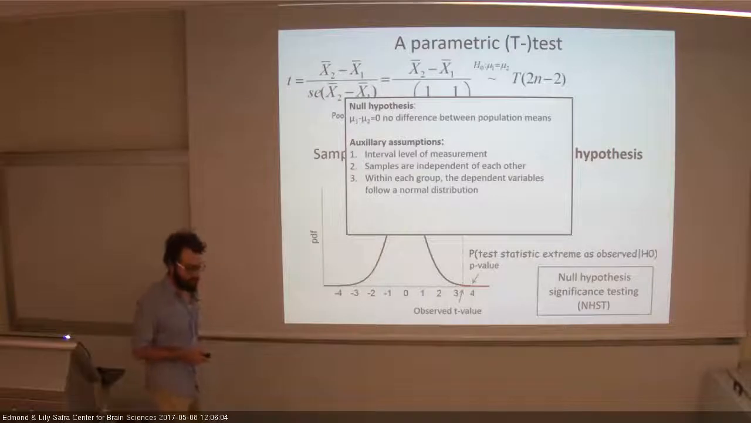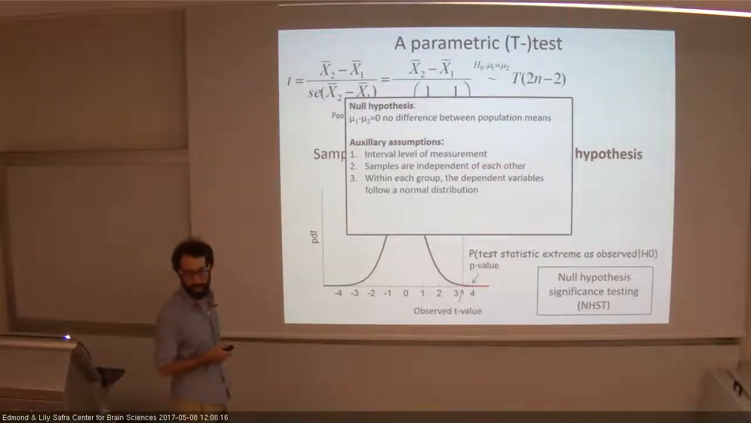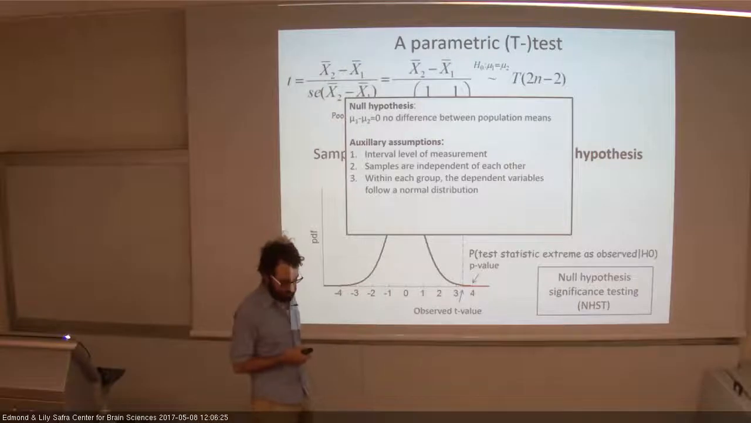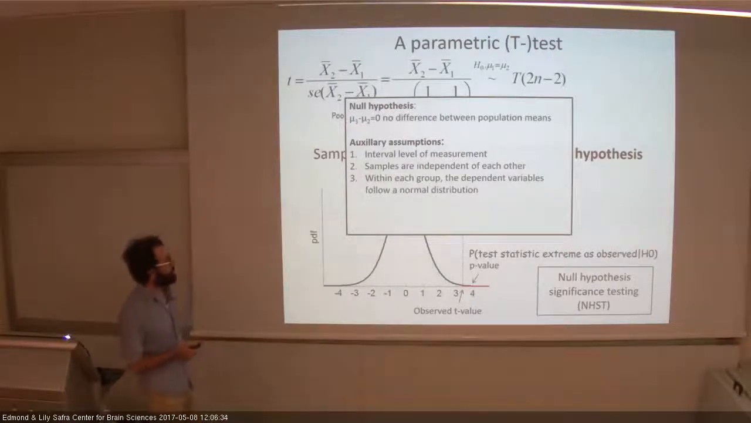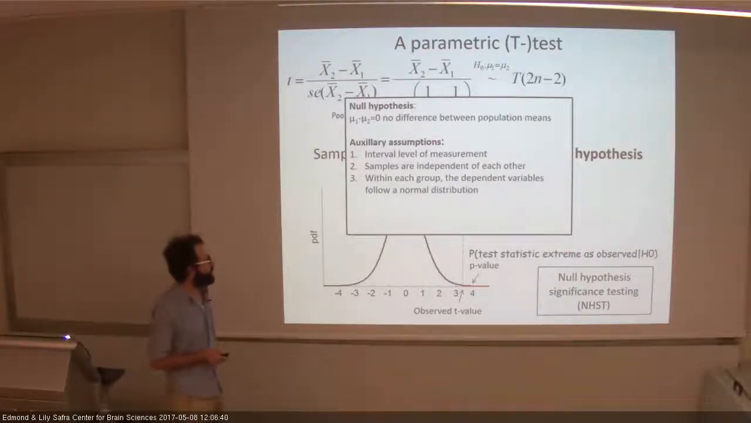And let's look at the assumptions we make. The null hypothesis, which we want to test, is no difference between the means. These are the expectancies of the height in the male and female populations. And we have auxiliary assumptions. Interval level of measurement, which means that the difference between 2 and 1 is like the difference between 6 and 5. A second assumption is that the samples are independent of each other. For example, if we snatch pairs of husbands and wives, we'll have to use a slightly different t-test.